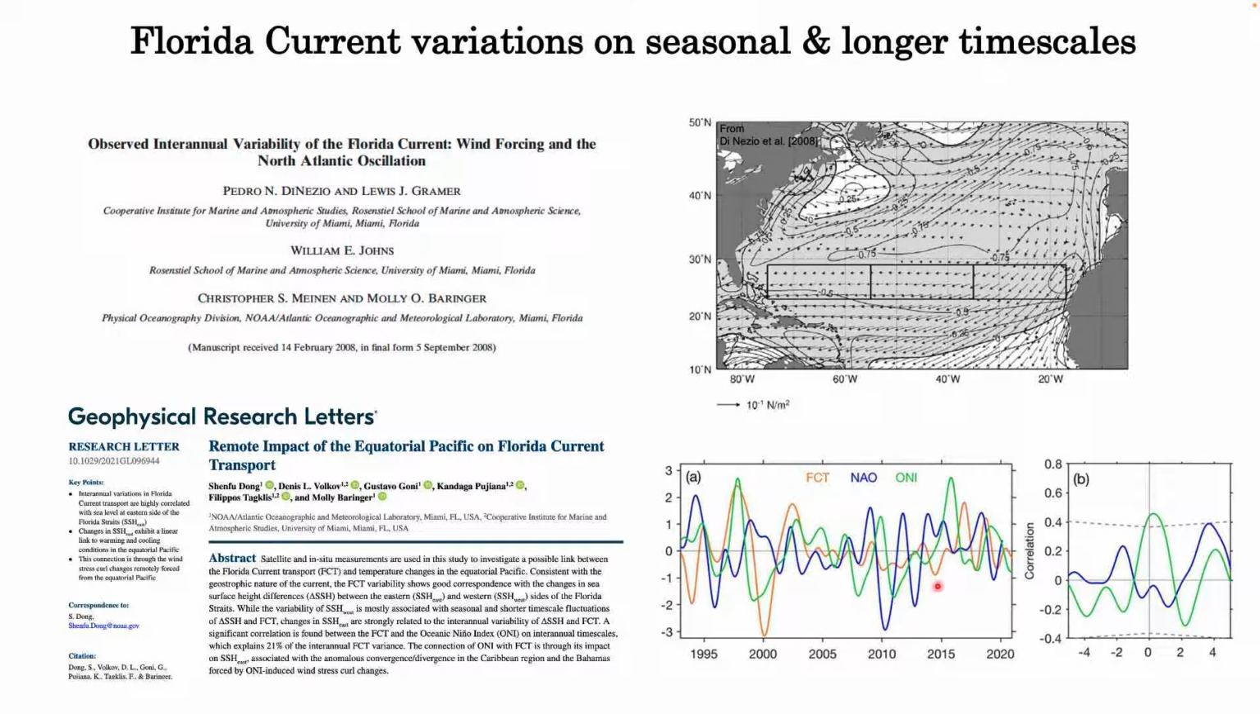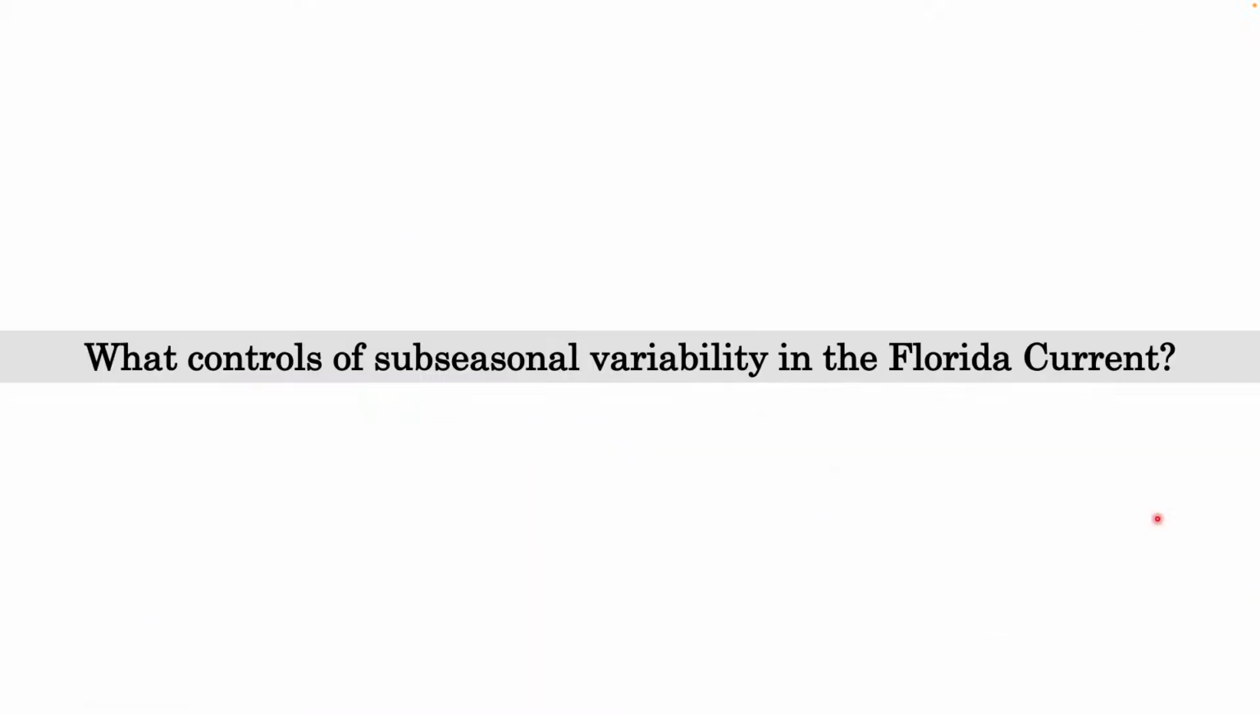One of the papers that nicely demonstrates that is from Dinezio et al. 2008. And recently, Dong et al. nicely linked the interannual variation of the Florida Current transport with what's going on over the equatorial Pacific, as we can see from this plot showing a nice correlation between the Florida Current transport and the ONI index.